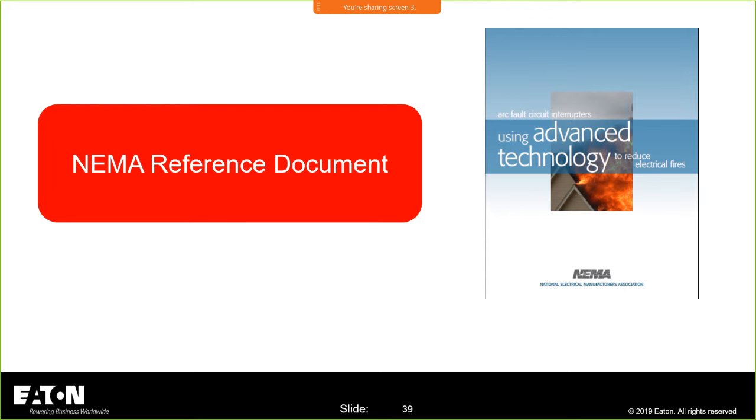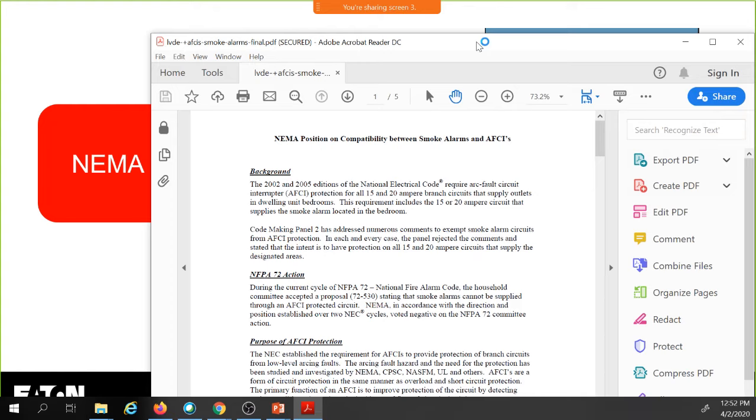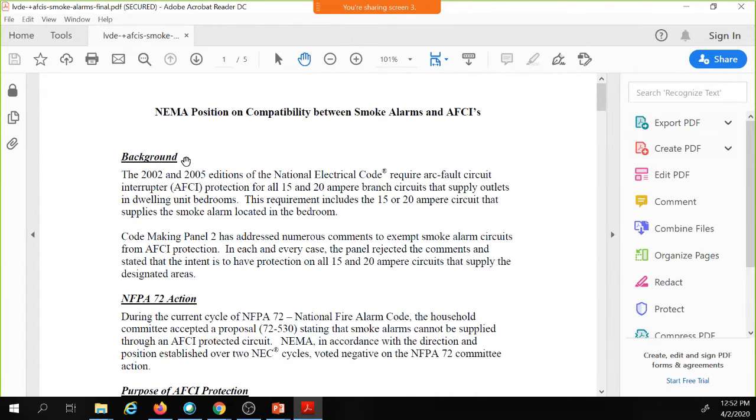But I do have a reference for you. I will open up this PDF document, so I don't clobber my connection again. Let me bring this over here. This is a NEMA document that's available online. I just searched for it. I was looking for the website, but I downloaded it.